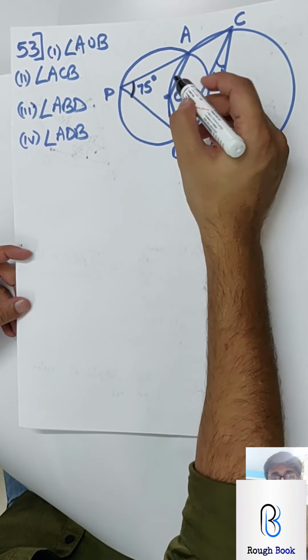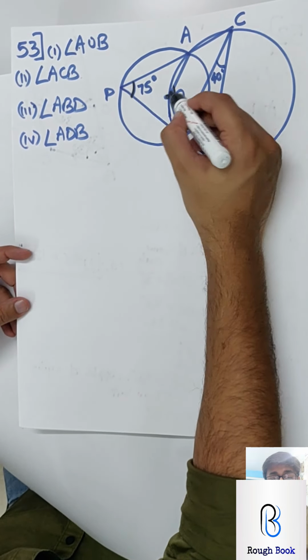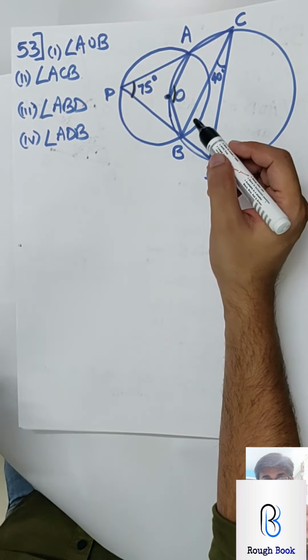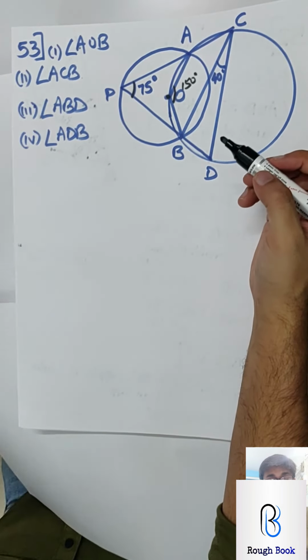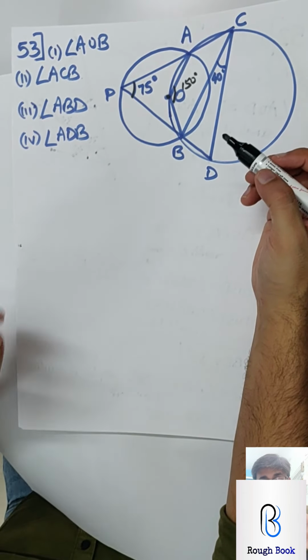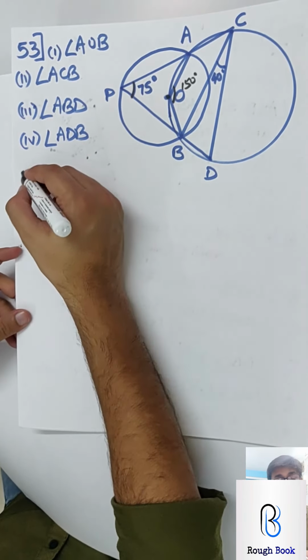This is 75. Your target is AOB and this is the center of this circle. So I've given you the clue straight away. 150, angle at center and circumference. So at least get the first one. 1 mark will be sorted. Then we look at the other three. Come on, let's try it.